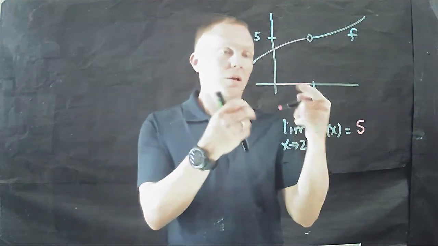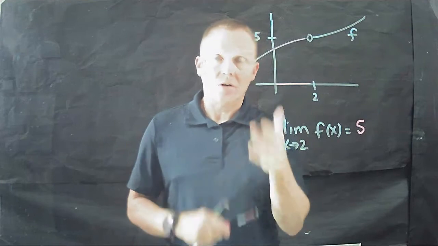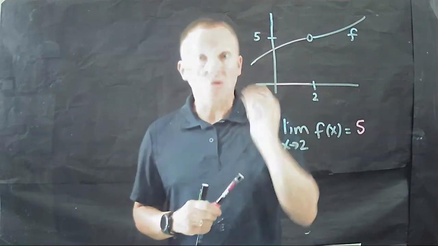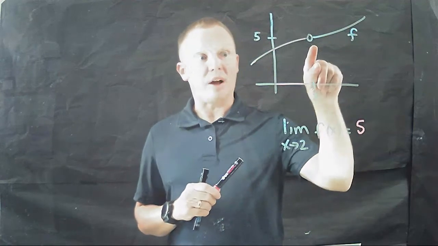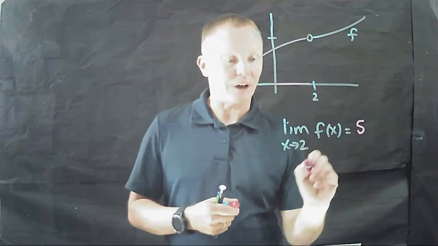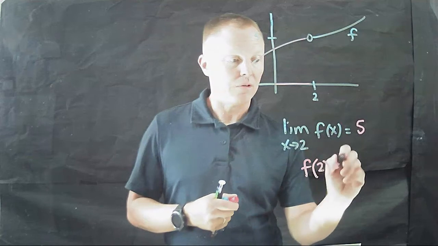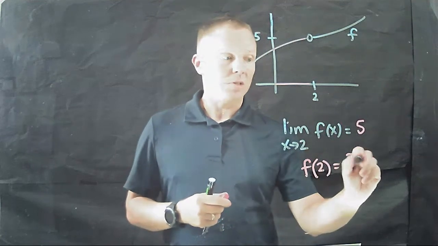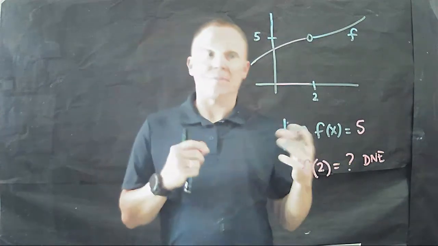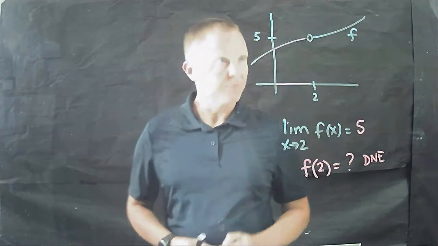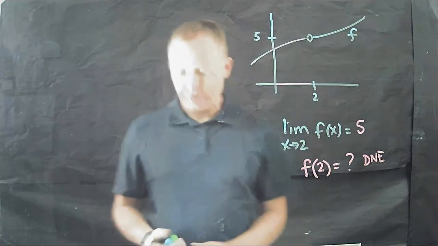And so if you think back to that definition, when we said f gets close to, but not necessarily equal to, 5. See, f doesn't equal 5 there. In fact, what is f of 2? Is it 5? No, it does not exist. But that doesn't matter. The limit is still 5. Let's try another one.